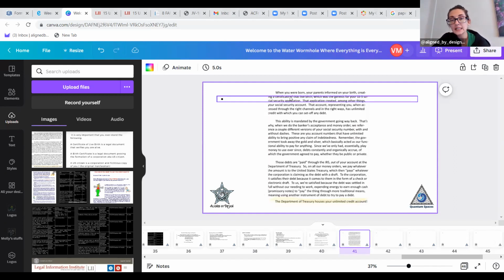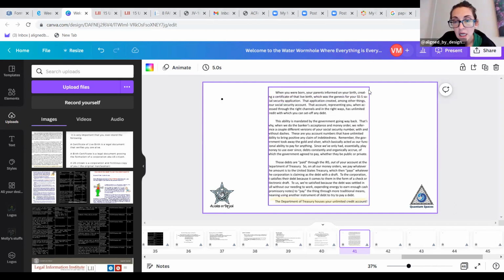So basically, when you were born, your parents were informed on your birth, creating a birth certificate of live birth, which was the genesis for your SS5 Social Security application. That application created, among other things, your Social Security account. That account, representing you when accessed through the right channels and in the right ways, has unlimited credit, which can set off any debt.